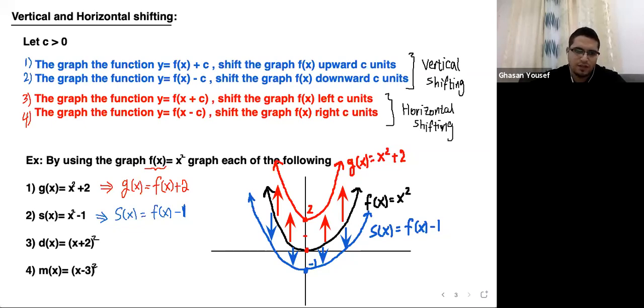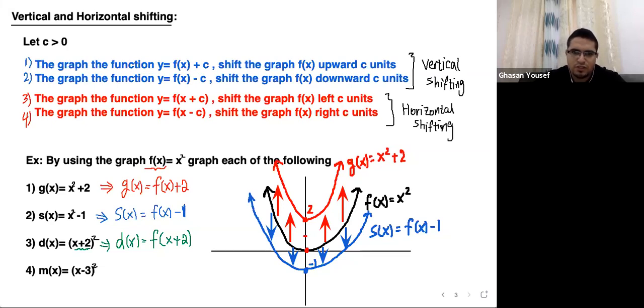So if I need to rewrite this function, I can write it as d of x equal the function here, x plus 2 squared. This means I plug x plus 2 inside the function x squared. This is the same as if I plug this inside the function f. So this is equal f of x plus 2. If you go back to the rules from 1 to 4, you will see it's similar to number 3, and the c here is 2.